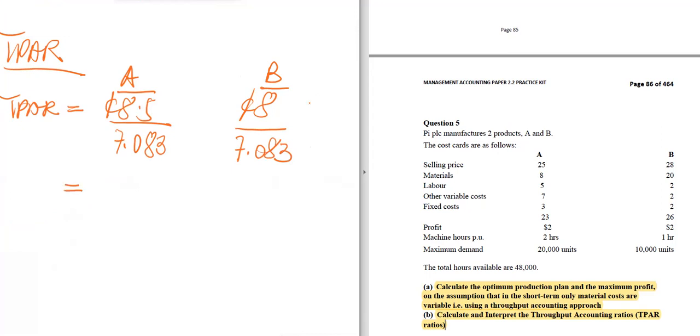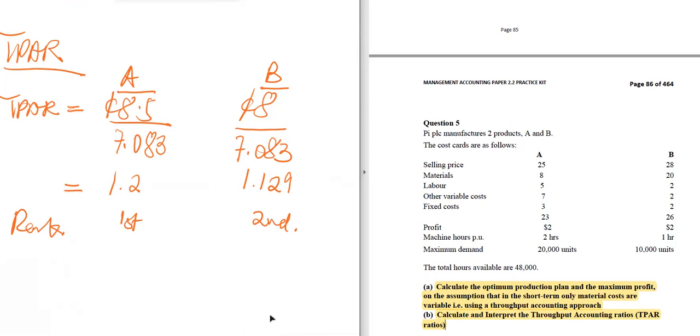And you know when the throughput accounting ratio is greater than 1, the product is profitable. So this over 7.083 gives us 1.2, meaning it's profitable, right? And we have 8 divided by 7.083, which gives us 1.12. You see, both products are profitable. But that is why we rank. Your ranking will not change. This will be first and this will be second. And from here, this is what you use to do your optimum production plan.